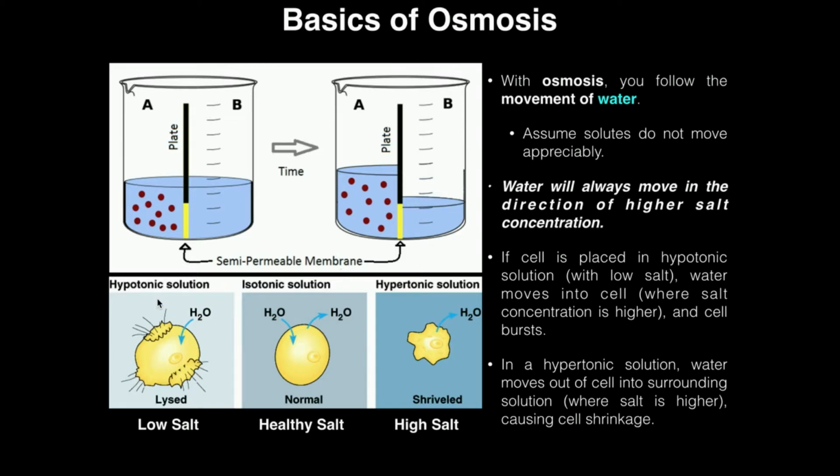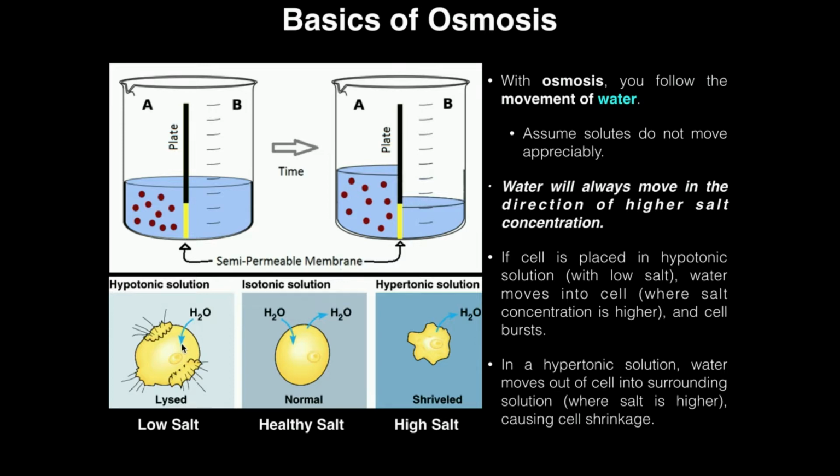And so which direction will water move, or osmose? Well, it'll always move in the direction of higher salt concentration. So if it's lower out here, water will move into the cell. Okay? And in this case, if you have too much of a hypotonic solution, the cells will burst or lyse because too much water's moving in. Almost like you're blowing up a balloon, but you blow too much air into it and it pops.